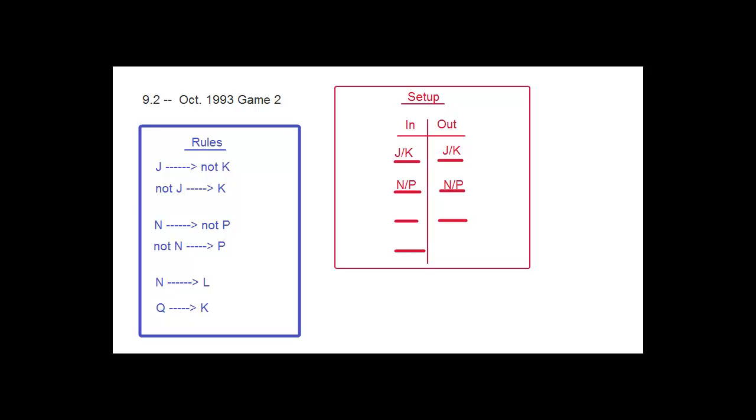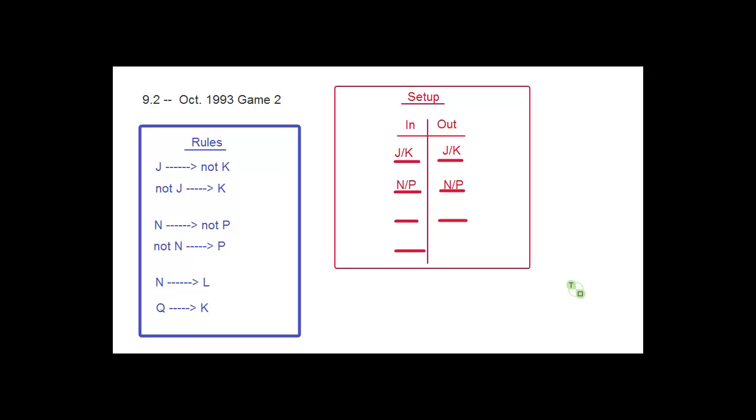All right, so we would write that like this, right? N is the sufficient condition. If we choose N, we have to choose L. And in the next rule, Q is the sufficient condition. If we choose Q, we have to choose K. Okay, so this would be our setup, basically, going into the game.